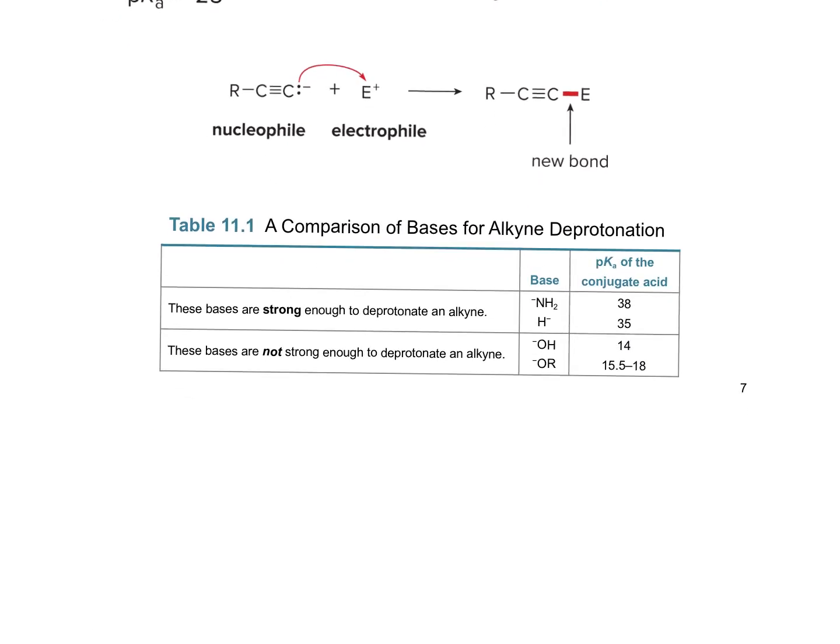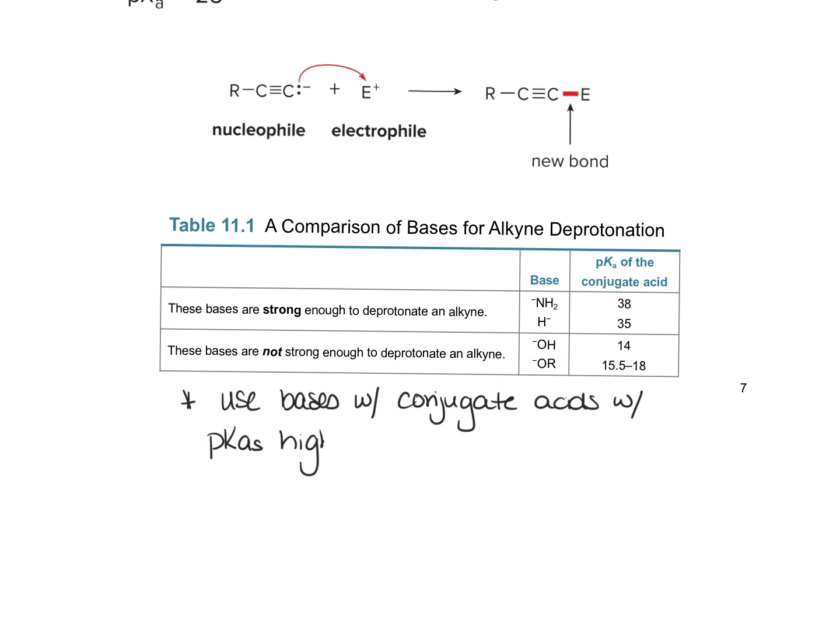Now, when we choose bases to do this reaction, we need to use bases with conjugate acids with pKa's higher than terminal alkynes. Now, terminal alkynes, it's up there, but I like to have it here too, have a pKa of 25. So that pKa needs to be greater than 25.